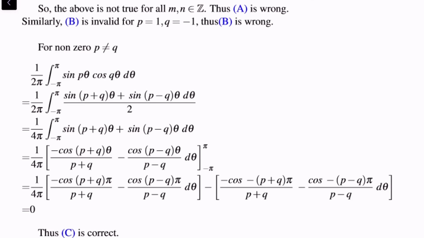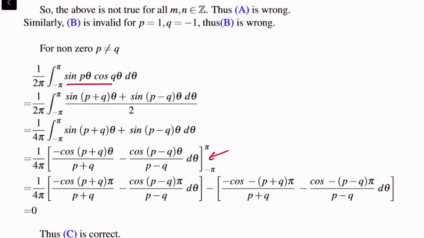So for P not equal to Q, we can expand sine theta and cos theta as follows, which is like that. And then, of course, we bring the 2 outside and we separate the integrals by linearity, and then we integrate the internal expression, which becomes minus cos (p plus q) theta by (p plus q), and minus cos (p minus q) theta by (p minus q).